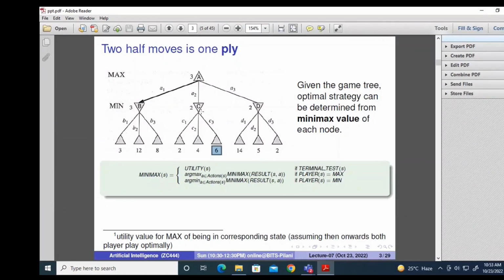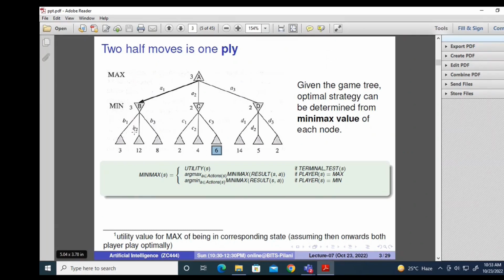I'm asking a different question. At the time when you are here, you are going to take this particular action. At this time, how much profit you are going to get, because the system is going to ultimately find out these numbers. How can you get this 3, 12, and 8? It is not written anywhere. You have to explore the tree to find out the goodness of this particular move.